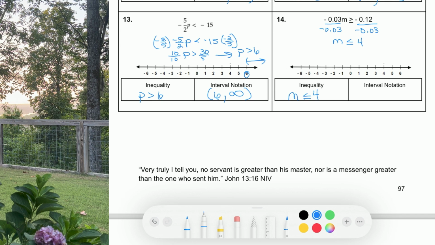So I'm going to write that in here. Our frame of reference is the 4. It's included because it says m is less than or equal to, so we're going to have a bracket. And since it's less than, we're going to go towards the left. Our interval notation is going to be parentheses, negative infinity, comma, 4, bracket.